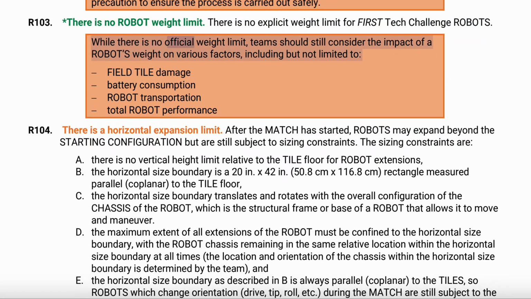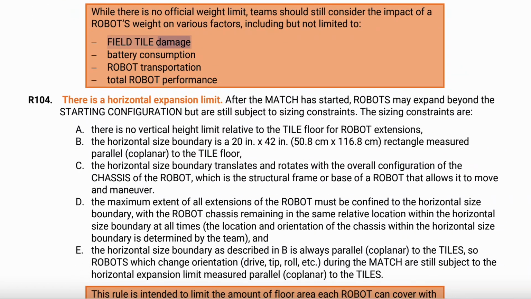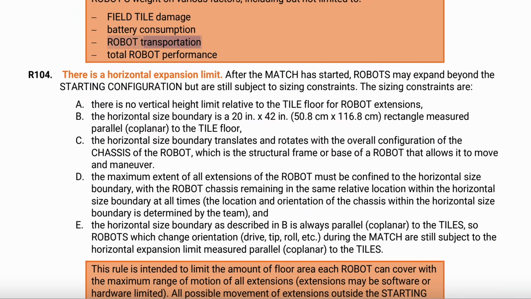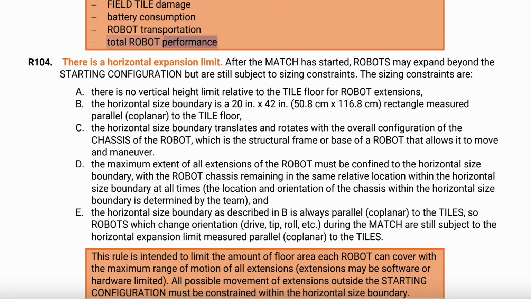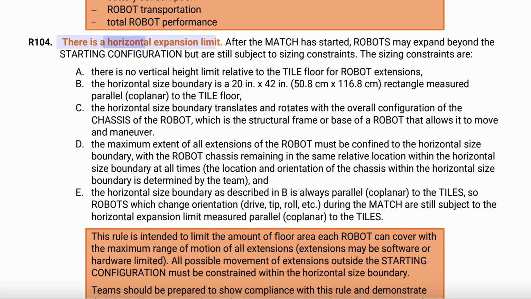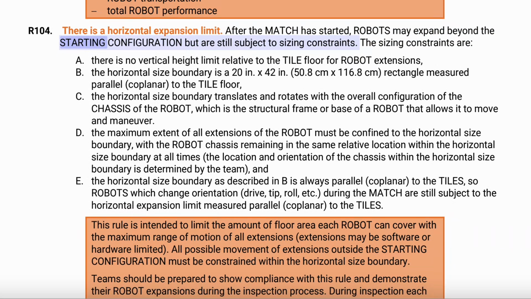While there is no official weight limit, teams should still consider the impact of a robot's weight on various factors, including but not limited to field tile damage, battery consumption, robot transportation, and total robot performance. R104. There is a horizontal expansion limit. After the match has started, robots may expand beyond the starting configuration but are still subject to sizing constraints.